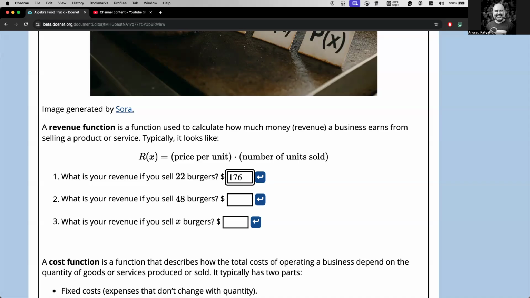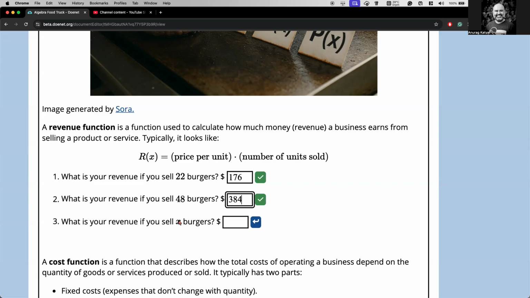$176. That works. How did we come up with that? Does that seem reasonable? 22 burgers times $8, the price per burger, tells you $176. Fair? I'm going to start picking up speed. How much money do you make if you sell 48 burgers? 384. Presumably 48 times 8 is 384.